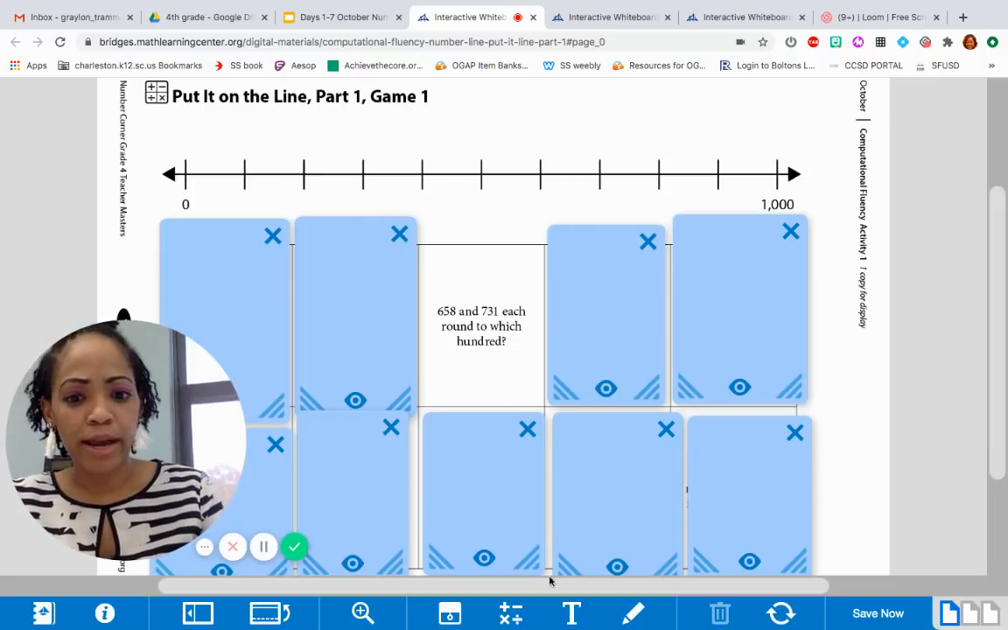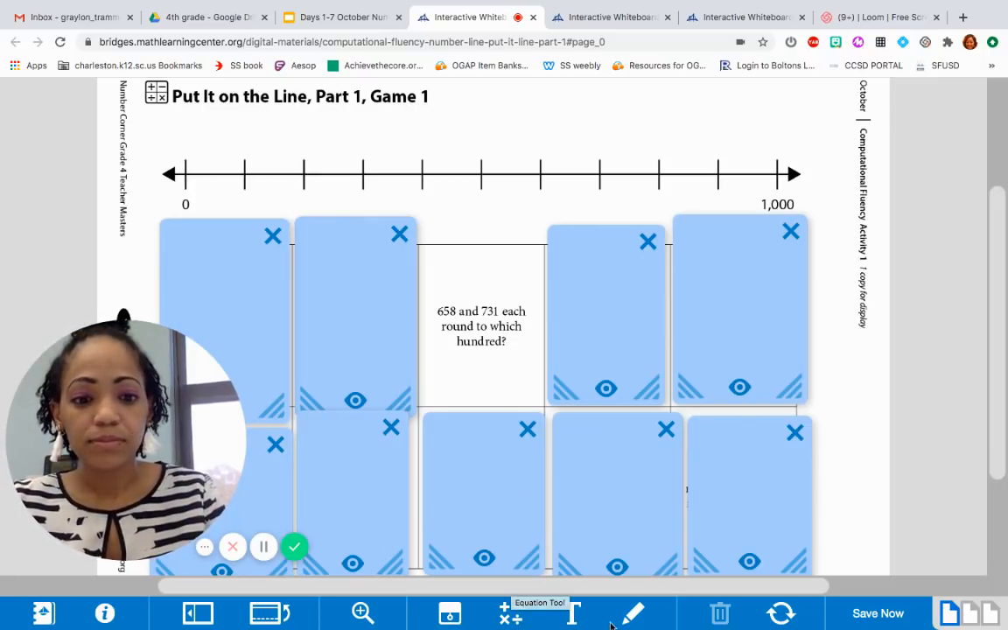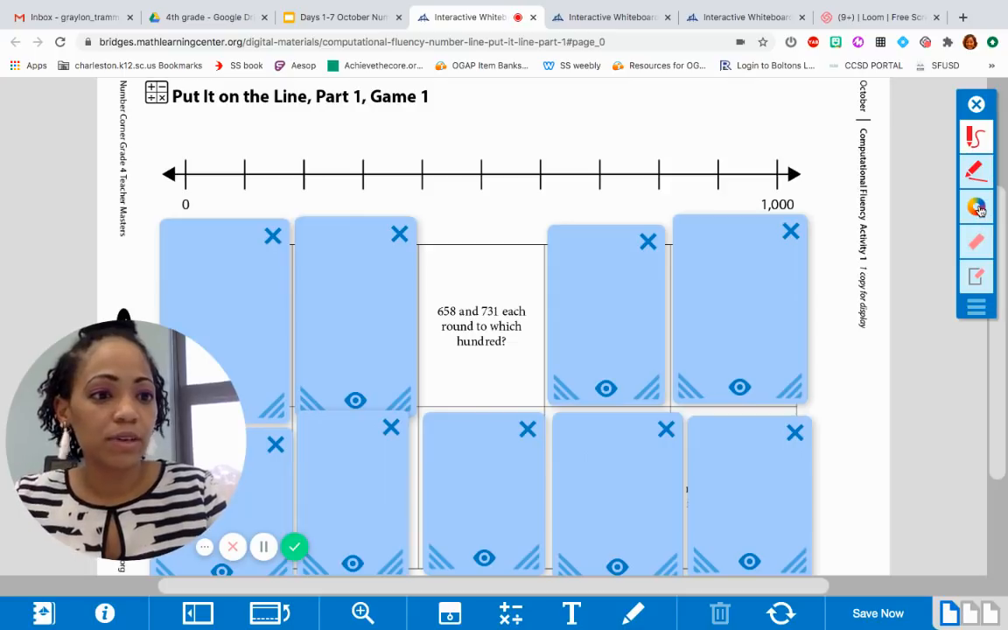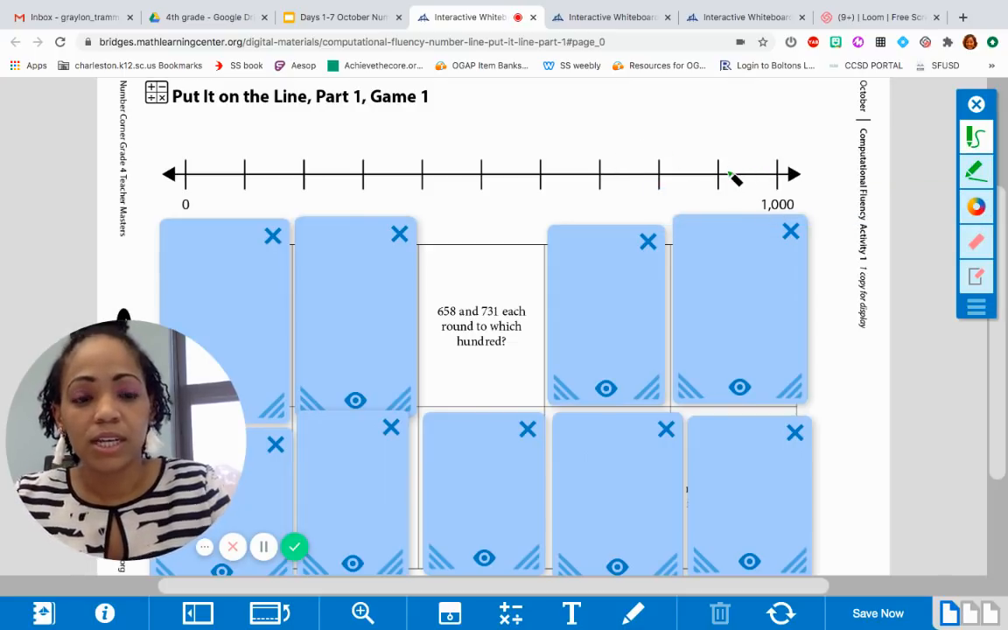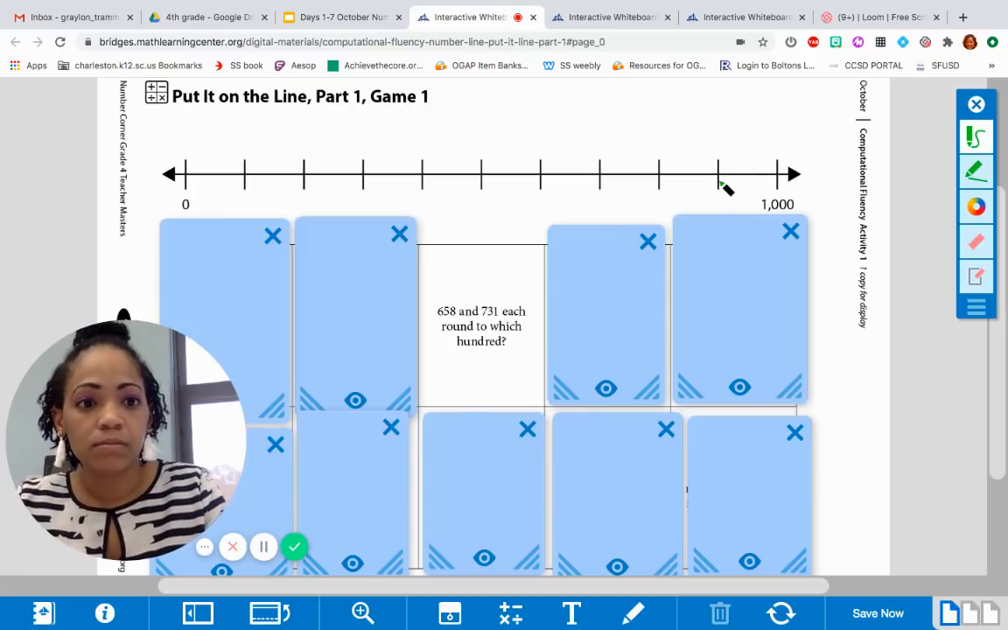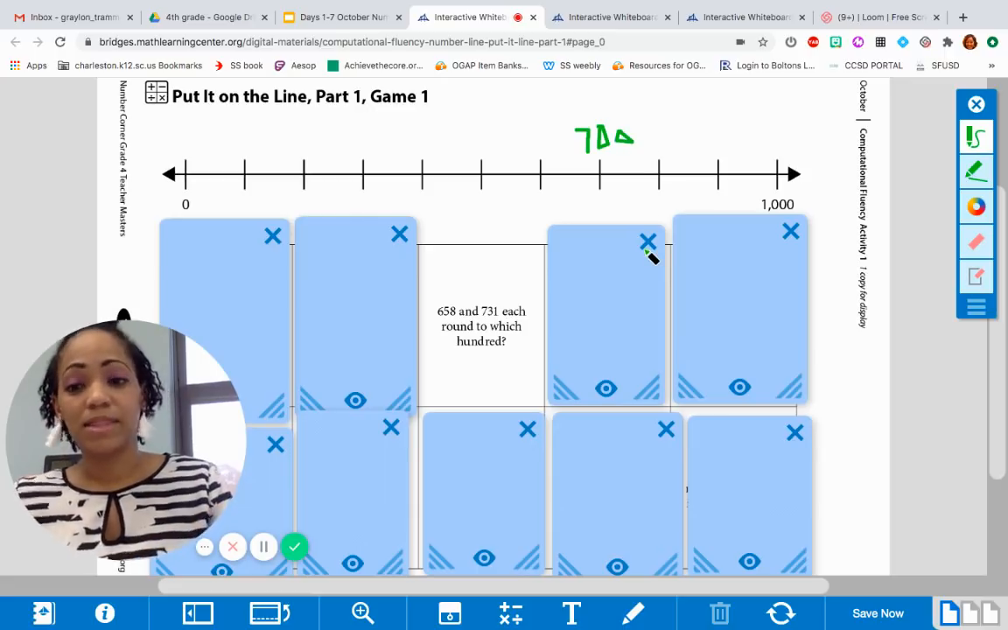What 100 do they round to? Yeah, 700. So I'm going to put that on the line. Remember I said I was going to give you a color? I think I said I was going to give you, let's just do green. Where might 700 go? Here? No. Here? No. Here? Yes. 700. Looks a little funky, but that's 700.